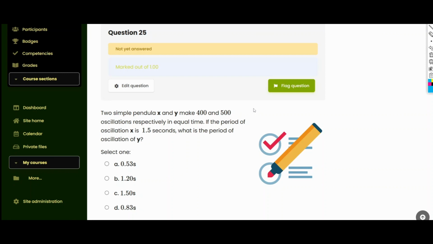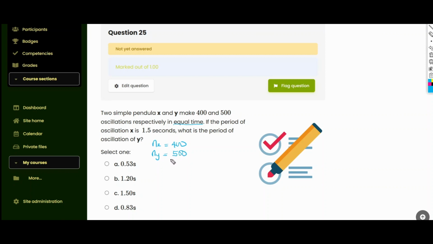And 25. Two simple pendula X and Y make 40 and 50 oscillations respectively in equal time. If at equal time, so take note of this, the period of oscillation X is 1.5 seconds, what is the period of oscillation Y? So for simple pendulum, this is the number of oscillations. The number of oscillations for X is 40. The number of oscillations for Y is 50.